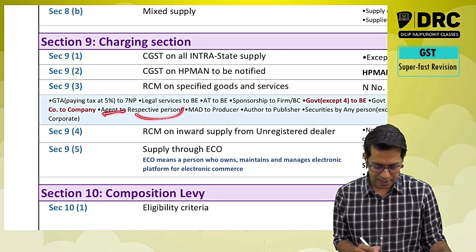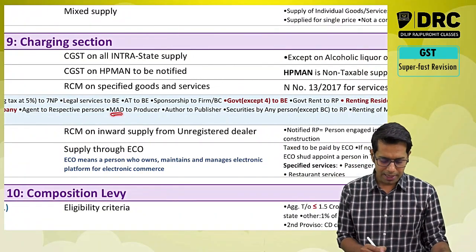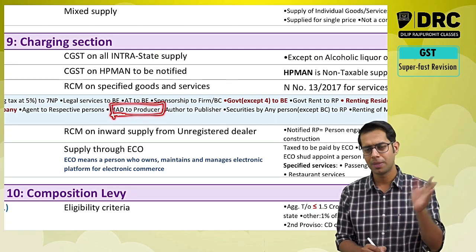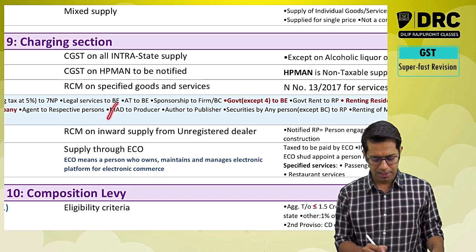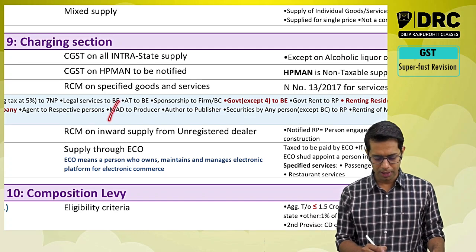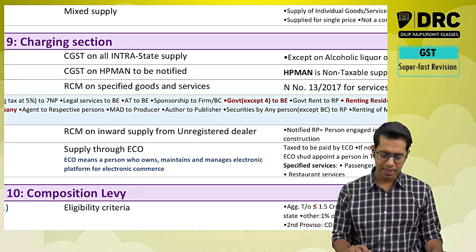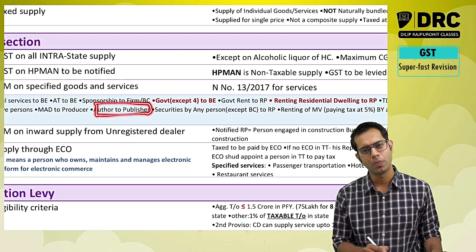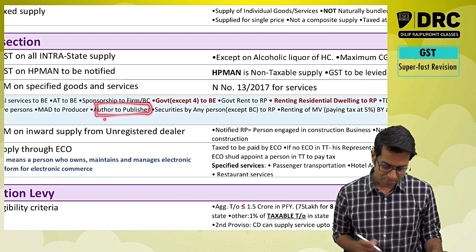Then an agent giving services to respective people will have to pay the tax under reverse charge. And MAD services given by respective people to a producer or publisher, the producer or publisher will have to pay the tax under reverse charge. Sir, what is this MAD services? Services related to music, services given by a music composer, artist, or dramatic services. And then security service, then author giving services to the publisher will have to pay the taxes under reverse charge. However, the author also has an option to pay the taxes under forward charge.